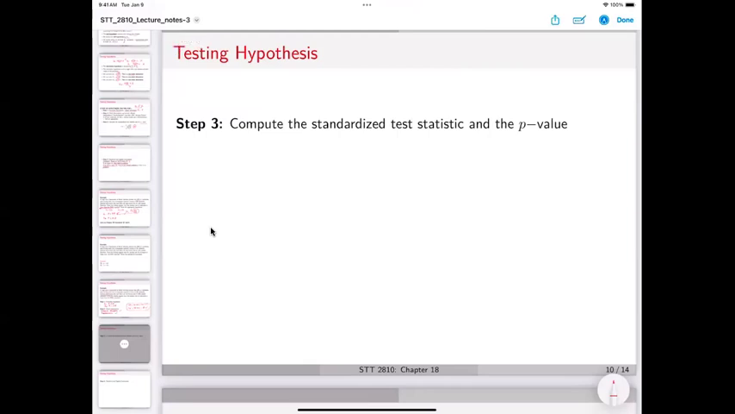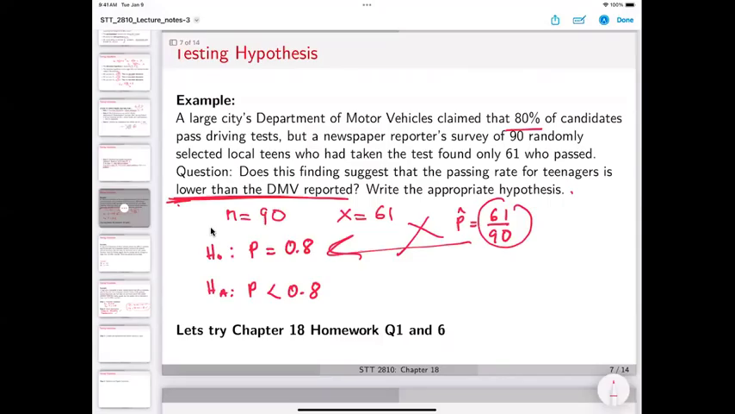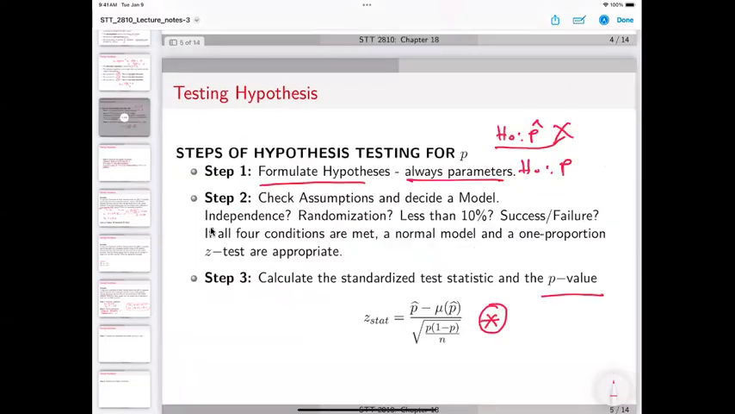Step 3 says that we should compute the standardized test statistic. To compute that, we wrote the formula here. This is a standardized test statistic. We already learned from here that our p hat is 61 divided by 90. What is 61 divided by 90? About 68. Yeah. So 0.678. I got 0.6777. So our p hat is 0.678.